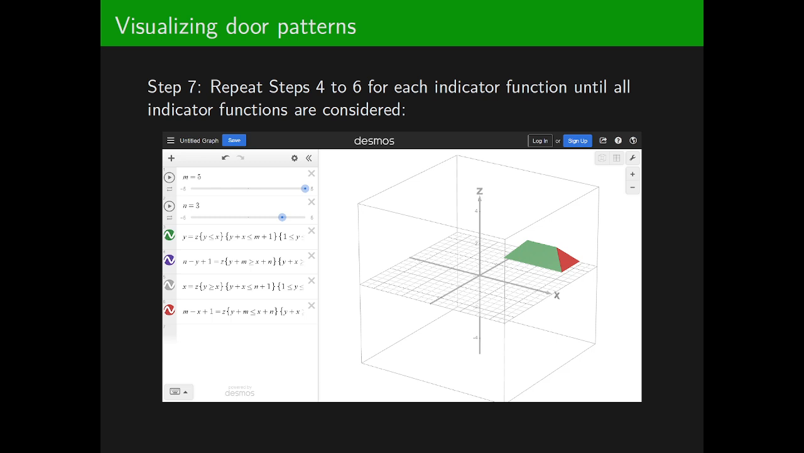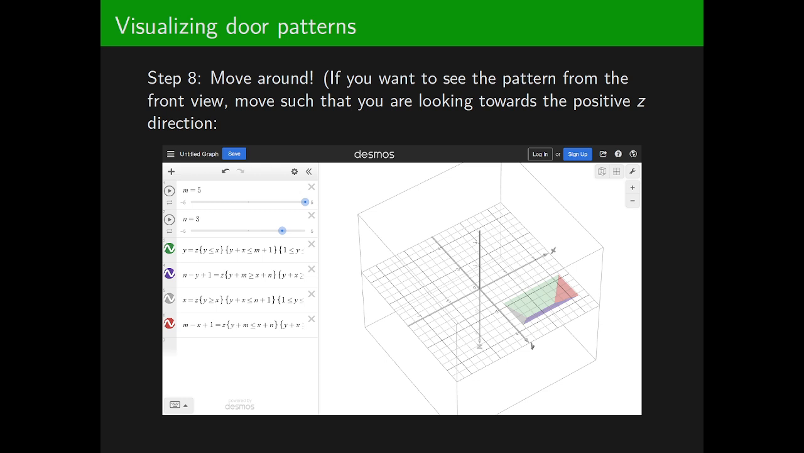Anyways, step 7, we repeat steps 4 to 6 for each indicator function until all of the indicator functions are considered. And then you have the entire pattern, and guess what? You're done already. Just move around.